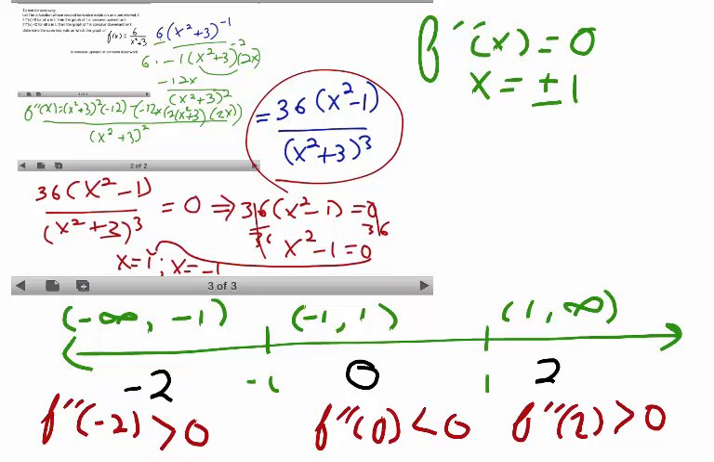And again, all we do here is plug in our value. For example, f double prime of 0 would be substituted for all x in our second derivative. So in the numerator, we'd have 36 times negative 1. In the denominator, we'd have 3 cubed. Negative in the numerator, positive in the denominator means that our result would be negative or less than 0.